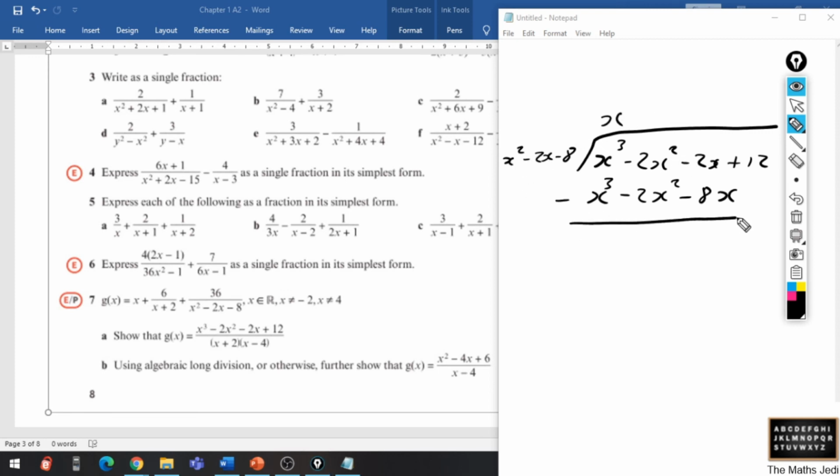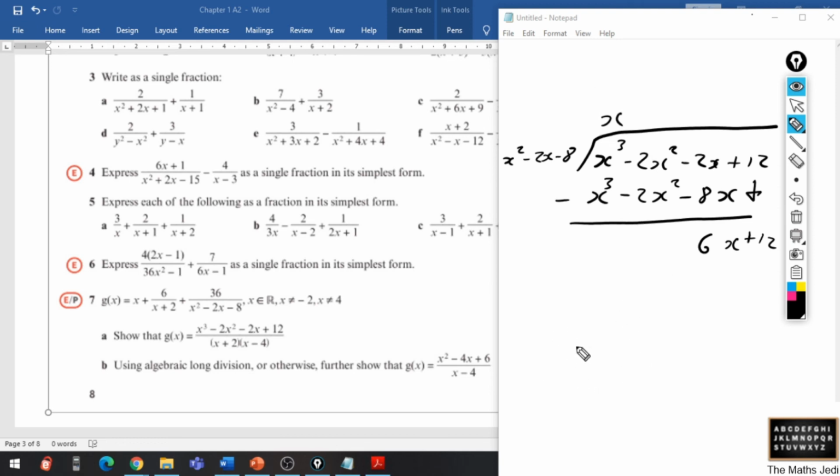So to find my remainder, I need to subtract. So x cubed take away x cubed is 0. Minus 2x squared minus 2x squared is 0. Minus 2x minus 8x, that's minus 2x plus 8x, that's 6x. And then I've got this plus 12, which carries on through. So I'd like to pause here and show you what's going on.